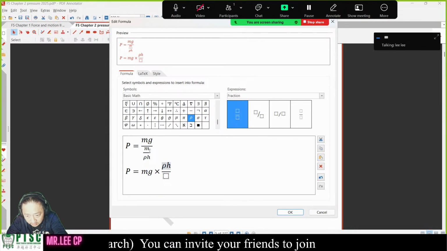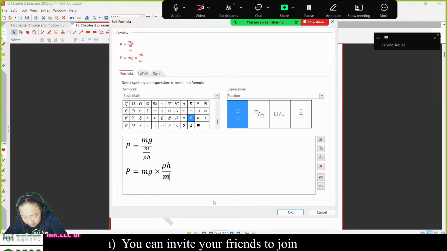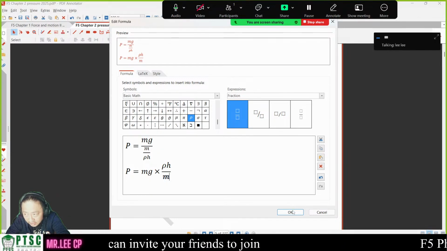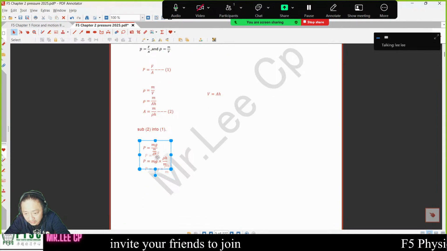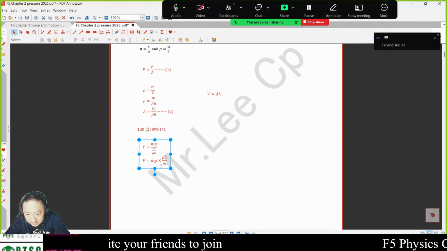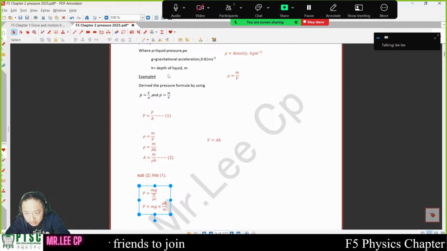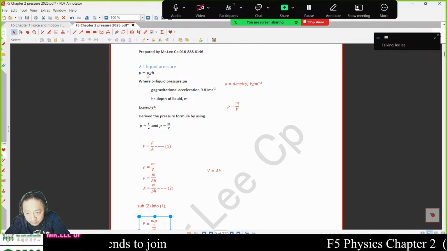And then m is at the bottom, so I can cancel the m. After I cancel the m, it is gravity times rho times h, right?